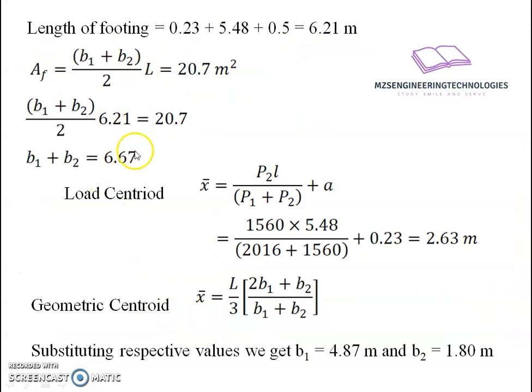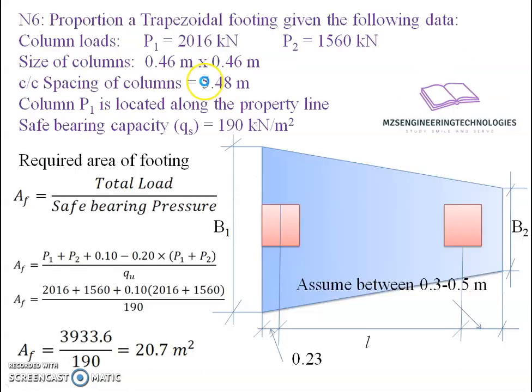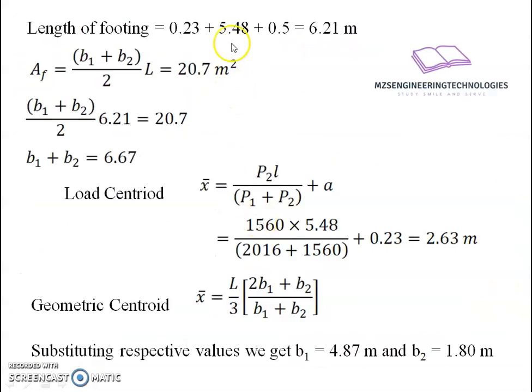Now let us work with the geometry of the footing. The length of the footing can be considered as 0.23, which is nothing but half the column width, since the column is located at the edge of the footing. The column width is given as 0.46, so half of this leads towards the centroid of the column. So it comes to 0.23, plus 5.48, the center to center distance between the columns, plus 0.5. It is an assumed projection. The IS code says that the projection can vary from 0.1 to 0.5, the maximum value being 0.5. That's why adopting 0.5, the length of the footing works out to be 6.21.